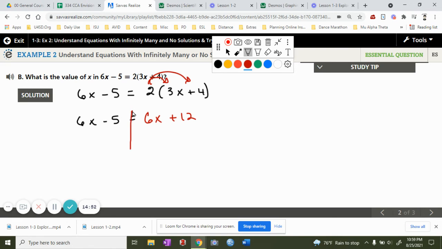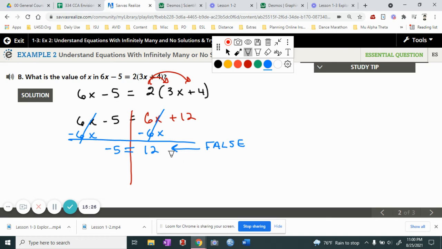Okay, well, let's keep going here. I'm going to get my x terms together by subtracting 6x from both sides. 6x minus 6x is 0. The negative 5 comes down. 6x minus 6x is 0. Plus 12. Wait a minute. Negative 5 cannot equal 12. This is false. What this tells me is that this is never true.